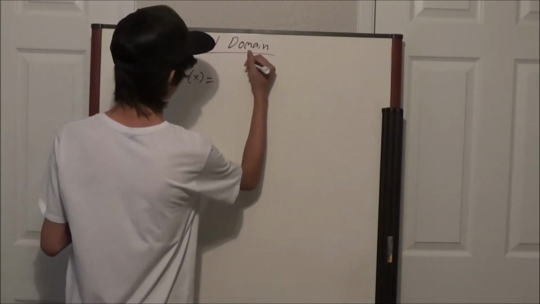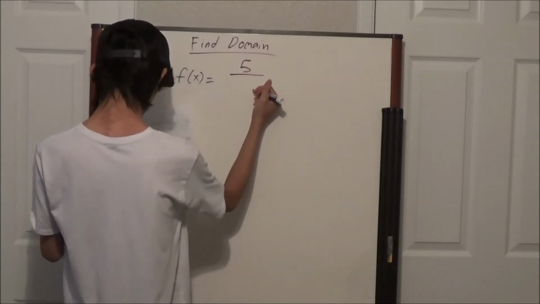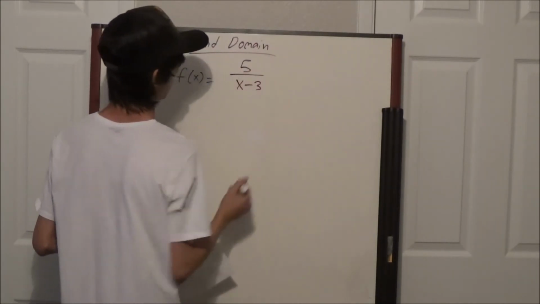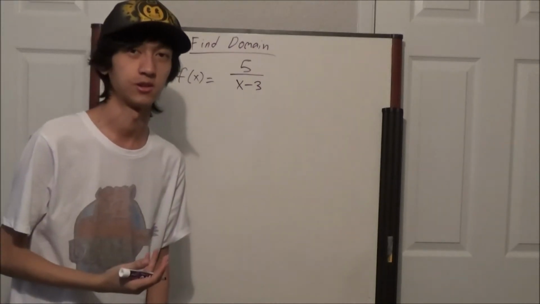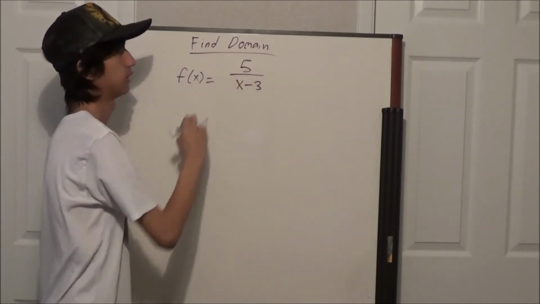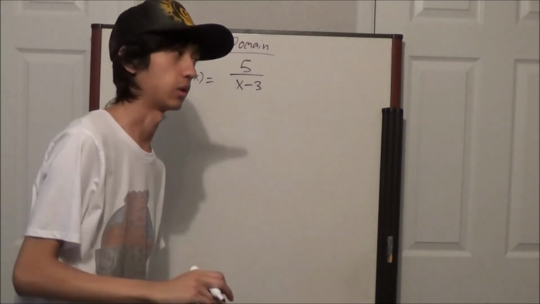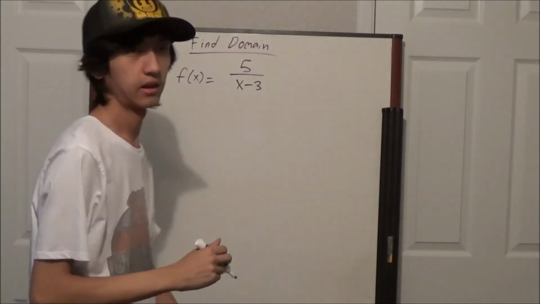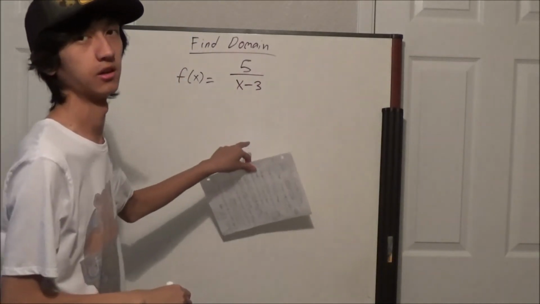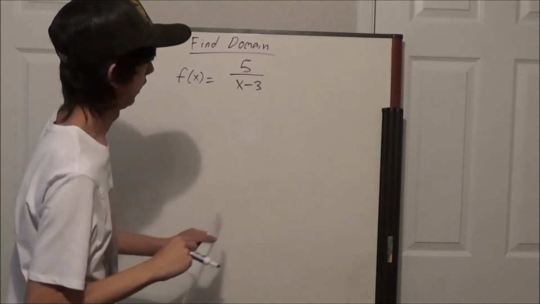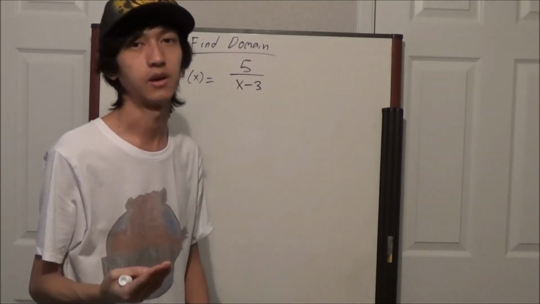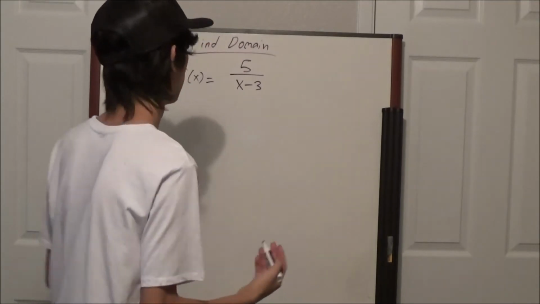Alrighty, now let me do this first of all, okay? Now you have a rational function. So when you have a rational function, one of the important things you have to look at is the denominator. You know how when it has a square root, you have to focus on the square root. Now when you have a rational function, you have to focus on the denominator. The denominator is the bottom part, and the bottom part cannot be 0, because a number divided by 0 is undefined. So you cannot have a 0 here.